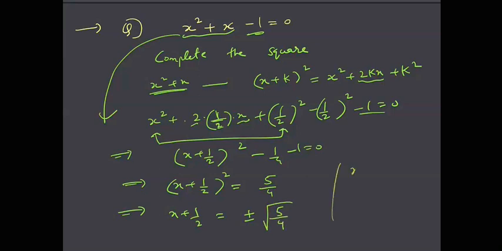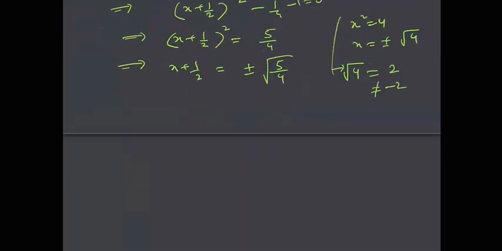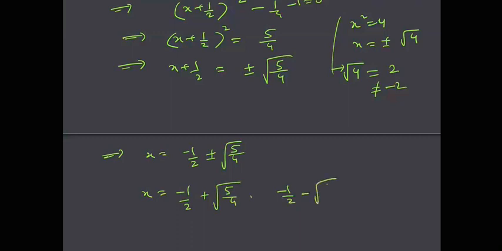We have seen earlier that if x square is 4, then x is plus minus square root of 4. But if I ask you the value of root 4, it is just 2. It is not minus 2. In a similar way, x plus 1 by 2 whole square is 5 by 4, so I can write x plus 1 by 2 as plus minus square root of 5 by 4. So x is minus 1 by 2 plus minus square root of 5 by 4. One root of this equation is minus 1 by 2 plus root 5 by 4, and the other root is minus 1 by 2 minus root 5 by 4.